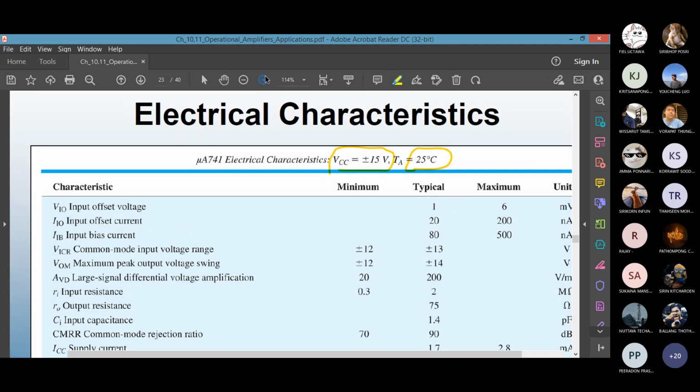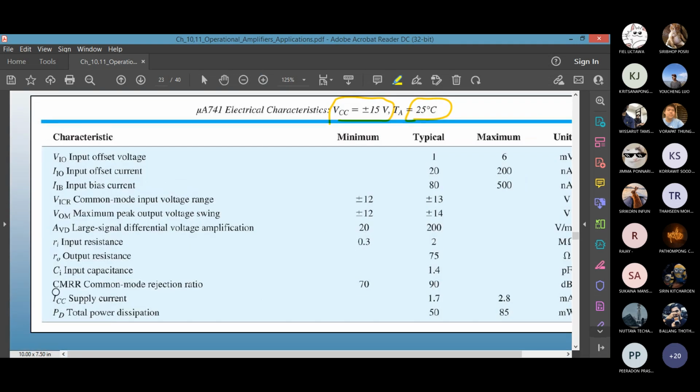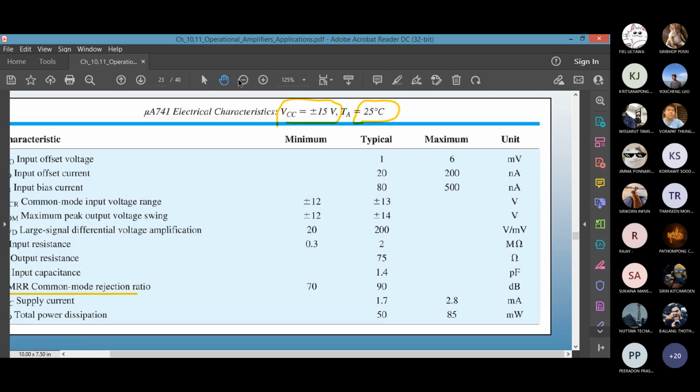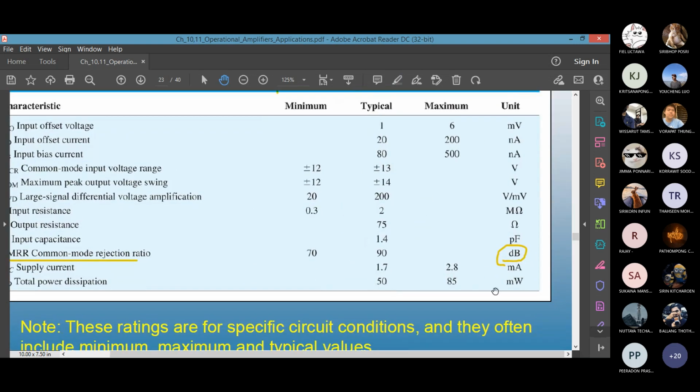CMRR, one of the most important ones. Let's see what the common mode rejection ratio is. Between 70 and 90, and it is given in which unit? Decibels. So it is 20 log base 10 of AD over AC. That's how it is calculated. It's not giving a ratio, it's giving it in decibels. Total power dissipation, how much it can handle? Only 85 milliwatts for this model.